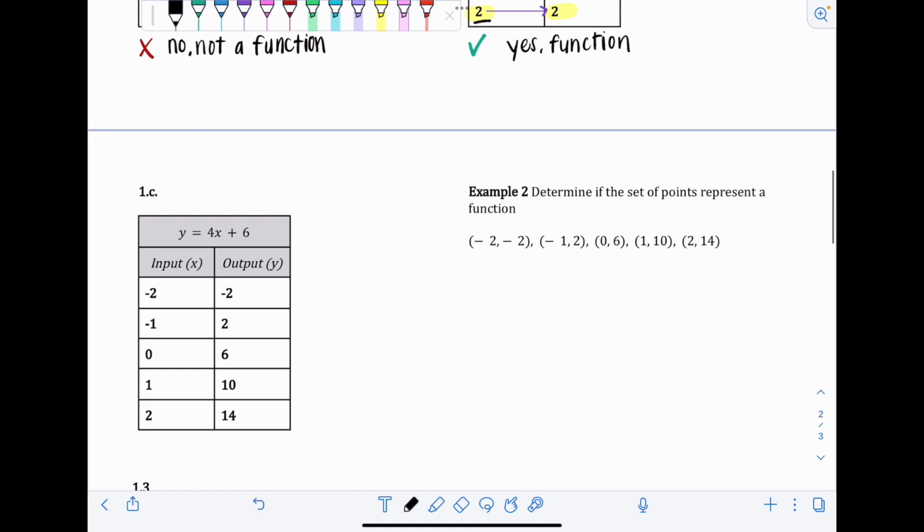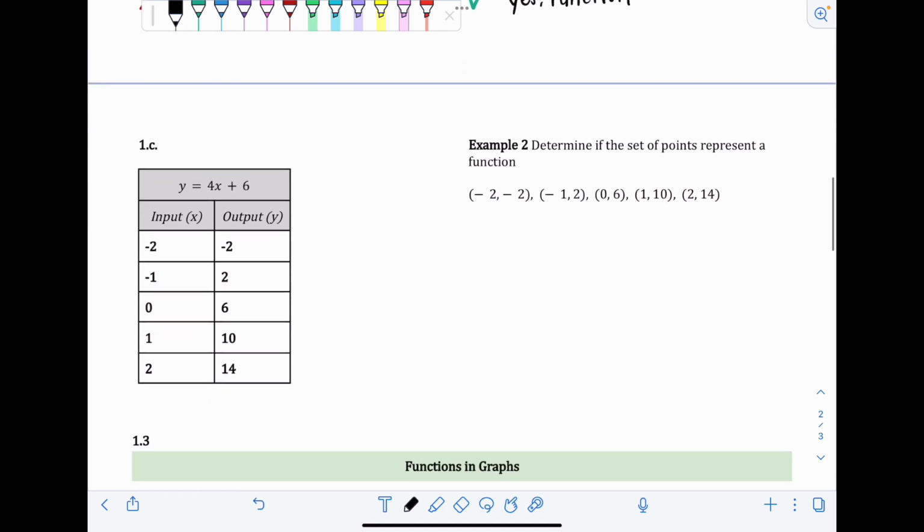Okay, so moving down to 1C, this is our last table. This is a table for a specific equation, and we're given that equation. It's y equals 4x plus 6. So on the left side is our input, which is x. Most of the time it'll be x as well. Sometimes it could change a little bit. And our output is y. So same thing applies here. We just have to make sure that each input only goes to one output.